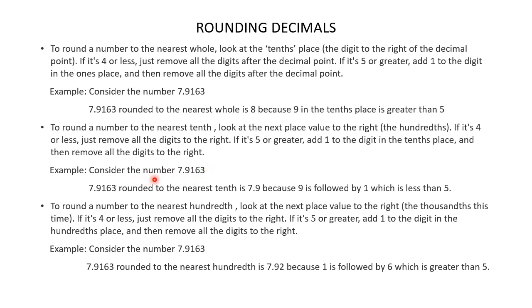Consider the number 7.9163. Here you have to round this decimal number to the nearest tenth. So you have to look at the number in the hundredths place. The number in the hundredths place is 1. Now 1 is less than 5. So you can just remove all the digits after 9. So 7.9163 rounded to the nearest tenth is 7.9 because 9 is followed by 1 which is less than 5.